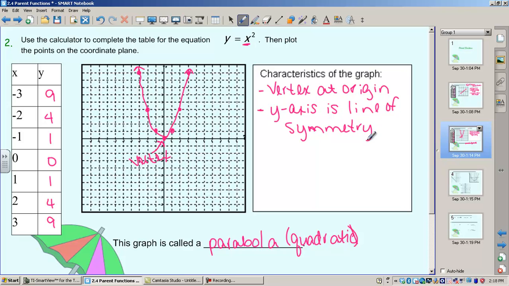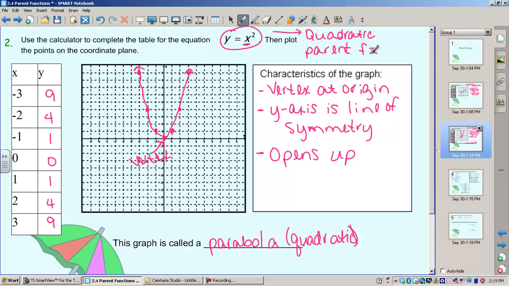Another thing you should notice is that this parabola opens upward, which means it opens up as opposed to opening down. And so those are characteristics of that graph, and they're the important things. The vertex at the origin, and the y-axis is the line of symmetry, and it opens up. This right here is what we call the quadratic parent function. So every quadratic function, every quadratic graph is in some form of y equals x squared.